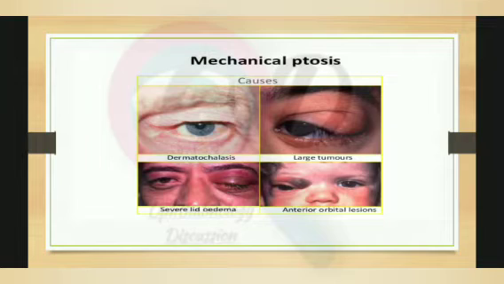For mechanical ptosis, you can see the examples. Dermatochalasis is there, large tumors, severe lid edema, anterior orbital lesions. So these may cause mechanical ptosis. You have an excessive weight on your upper eyelid.